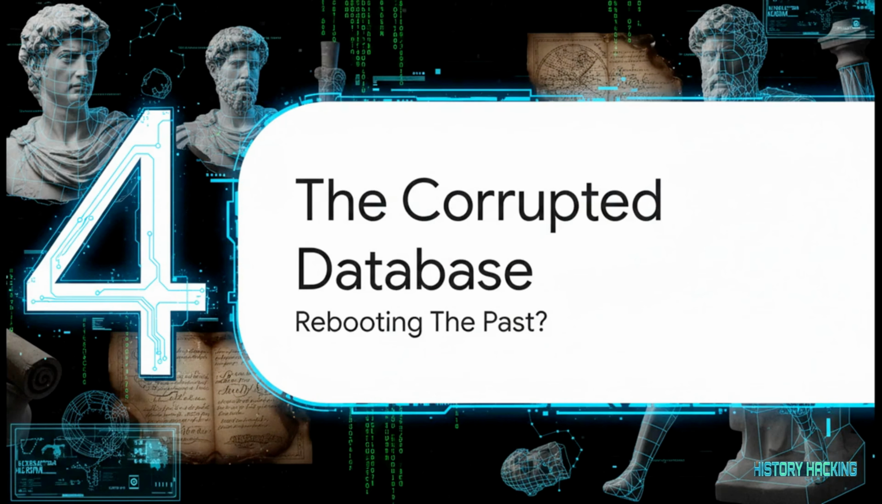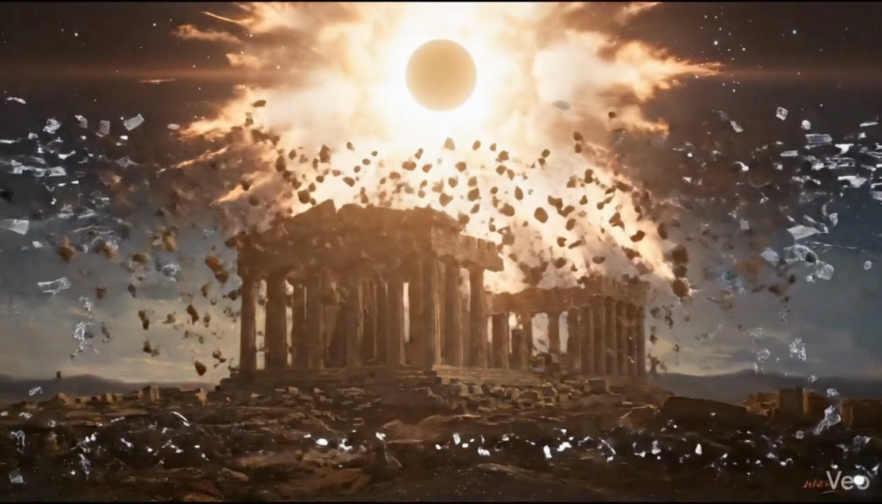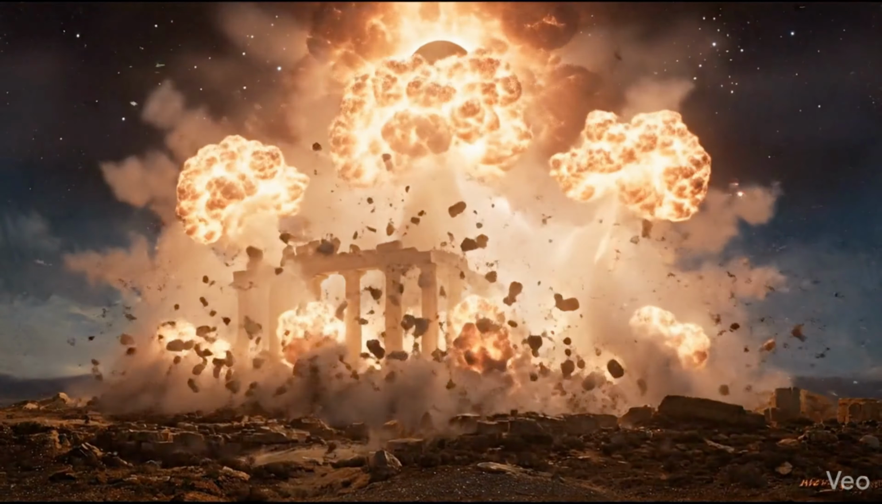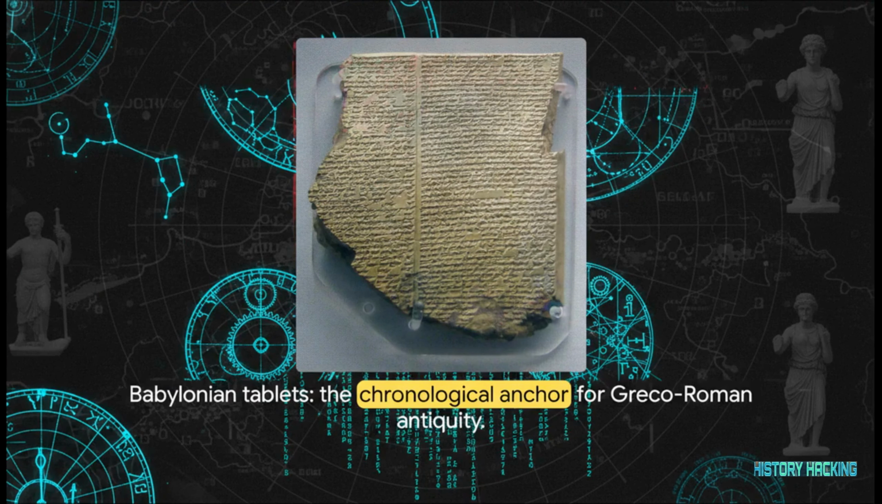So the big question is, where did all this systemic corruption come from? To find out, we have to trace the bug all the way back to its source, to the foundational database that the entire chronological system is built on. And this is it. This is the bedrock. The entire timeline for all of Greco-Roman antiquity is anchored by astronomical observations recorded on these little Babylonian cuneiform tablets. Without them, the whole chronology just floats away. It has no firm astronomical anchor at all.